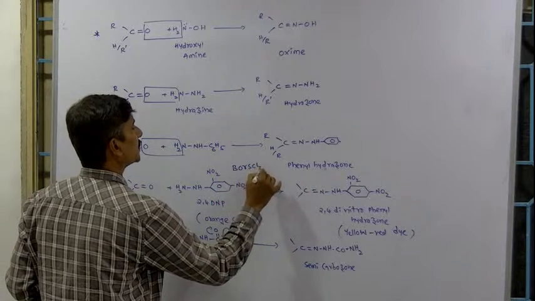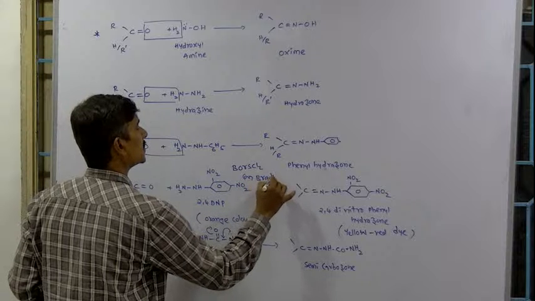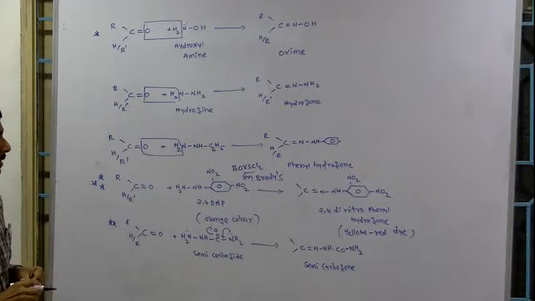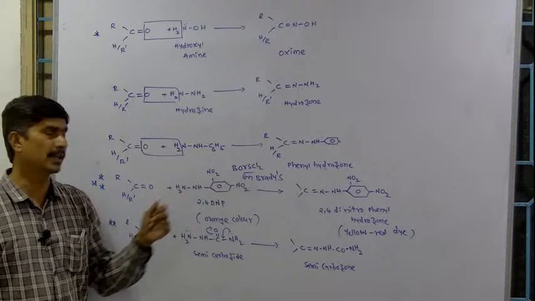Dinitrophenyl hydrazine. 2,4-DNP is known as Borsche's reagent or Brady's reagent.